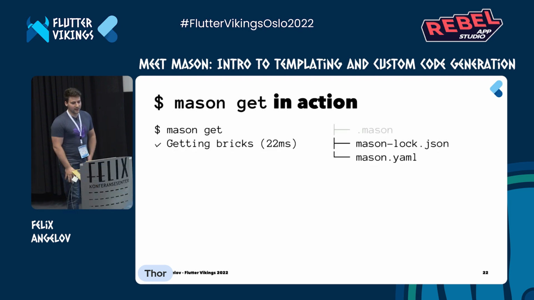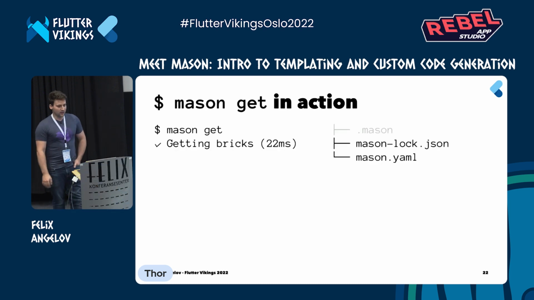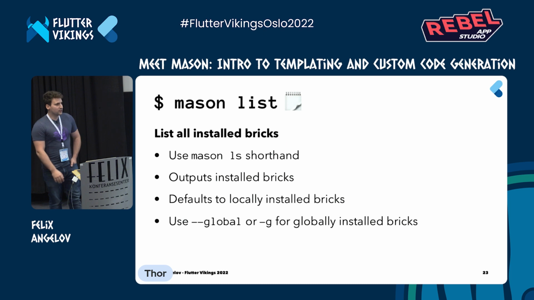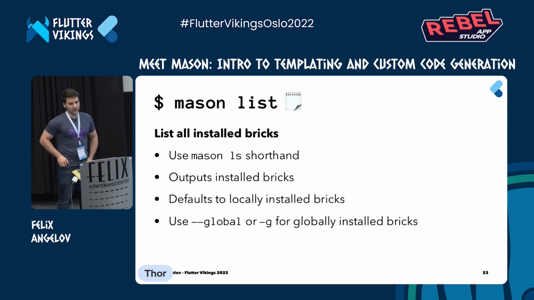So if we run mason get, like I mentioned, we're just generating a lock file, and Mason is installing and caching the bricks on your machine. And you can verify that this worked by just doing a mason list or a mason ls for short, and that will just output all the installed templates that you have on your machine. By default, this is going to be scoped templates. We'll talk about global templates later.